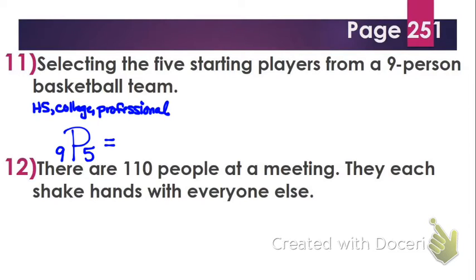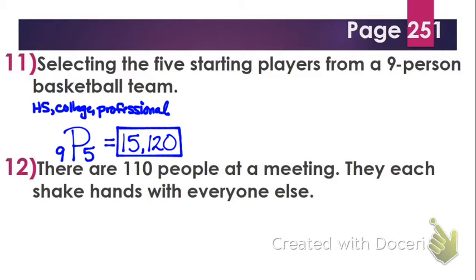So if order makes a difference, because I agree at this level it probably does, how many different ways can those 5 starters be chosen? 15,120 different ways we could name the starters.